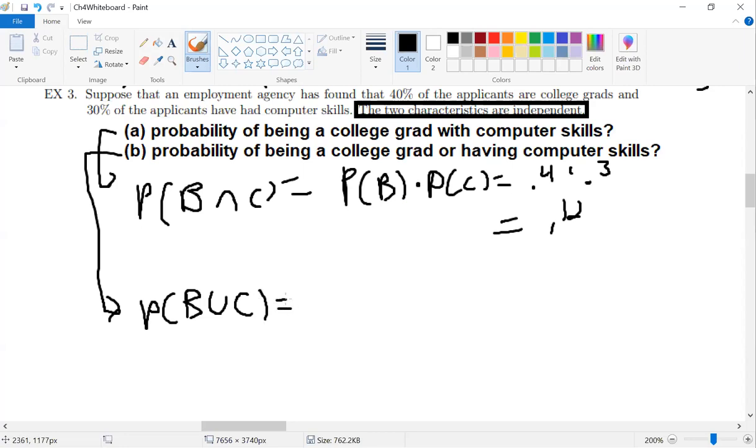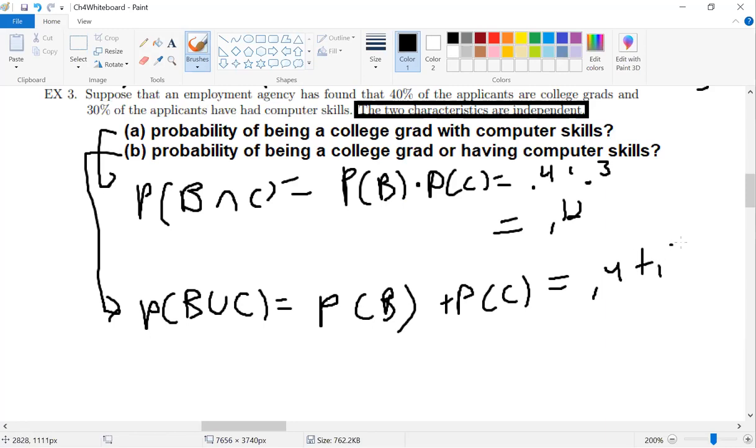Well, we recall by shortcut, and this is shortcut number two, I believe. By shortcut number two, we can say this is the probability of having that bachelor's plus the probability of having the computer skills. Notice we don't need that minus P of A and B. And you can add that if you want, but that's going to be zero because they're independent. So this is going to be 0.4 plus 0.3, which is 0.7. That's it. That's all there is to this problem.